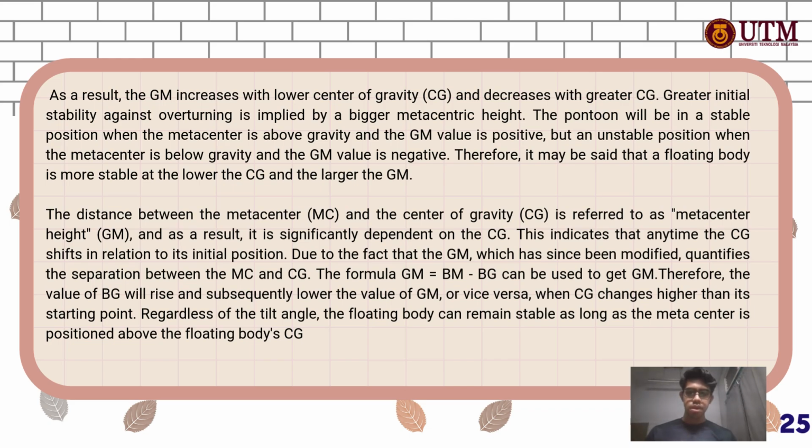Therefore, the value of BG will rise and subsequently lower the value of GM, or vice versa. When the CG changes higher than its starting point, regardless of the tilting angle, the floating body can remain stable as long as the metacenter is positioned above the floating body.